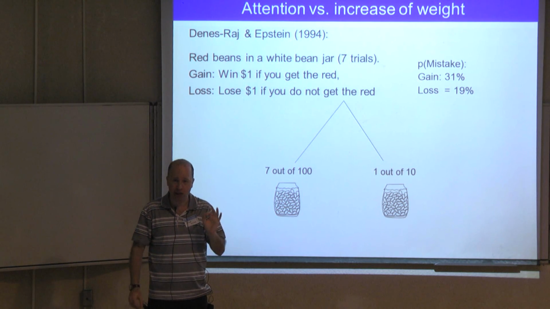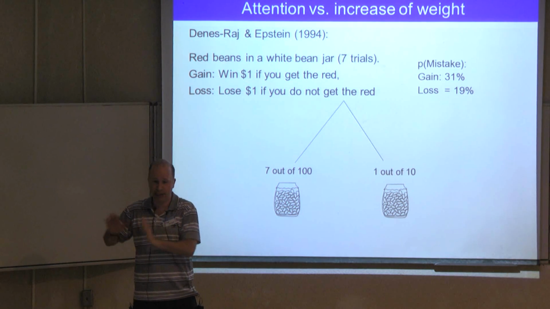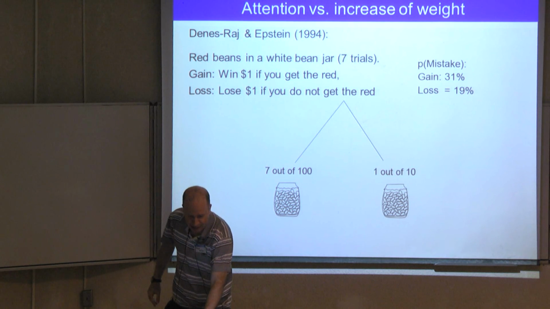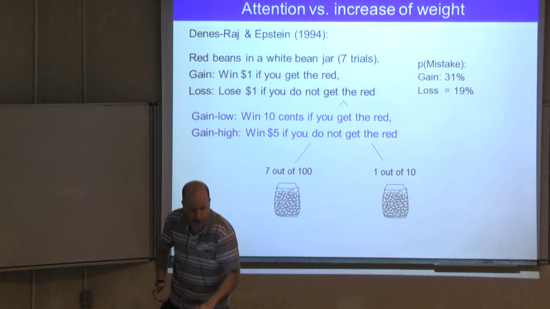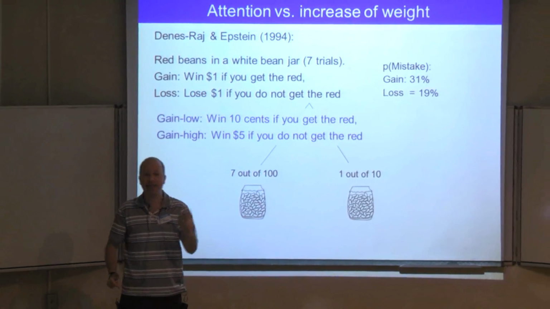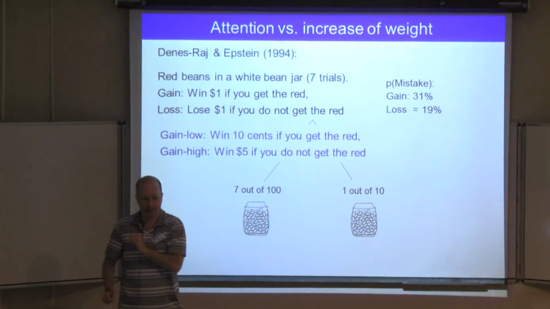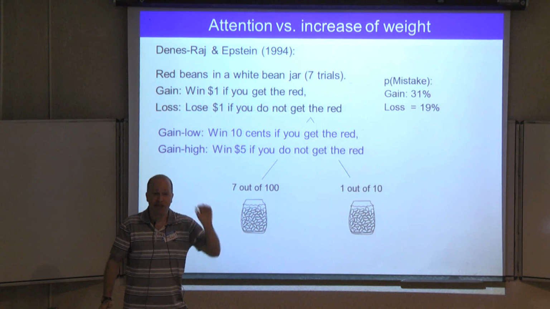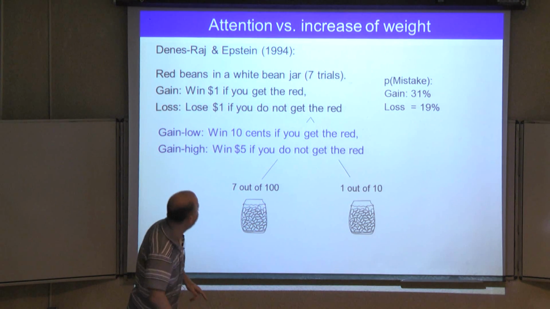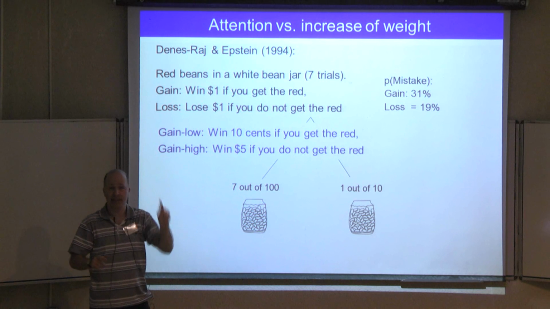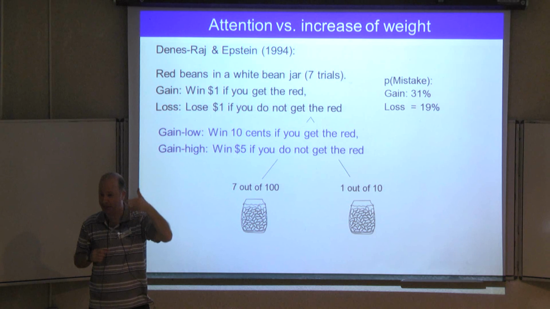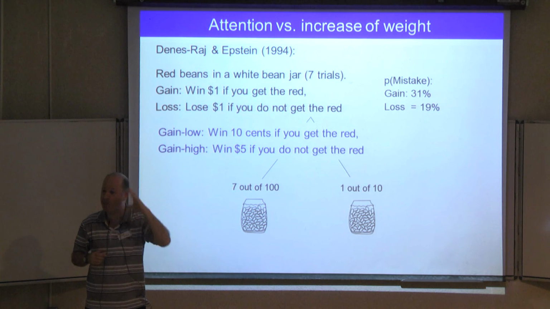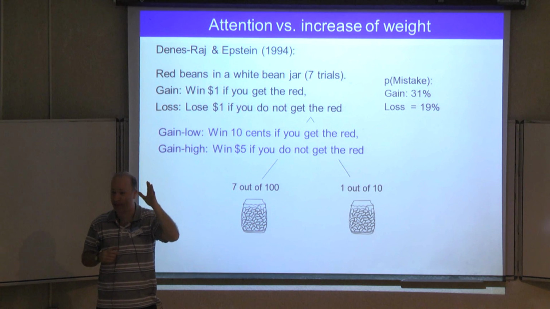Now, Dennis, Raj, and Epstein also had another experiment, which is less well known, and that is they played only with the gain. They had no losses, and they had 2 conditions. In one condition, you get 10 cents if you get the red. In the second condition, you get $5 if you get the red. So they multiplied the gain by 50 times, all right? And this actually had absolutely no effect on performance.